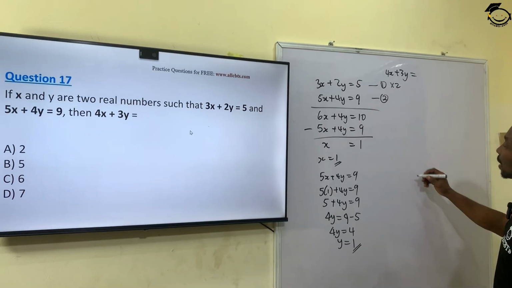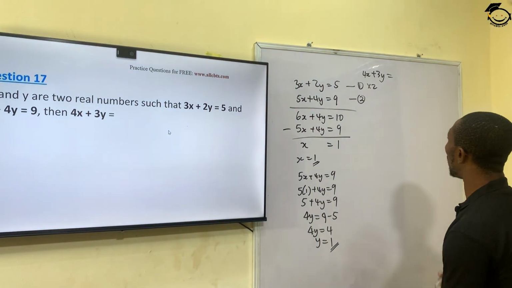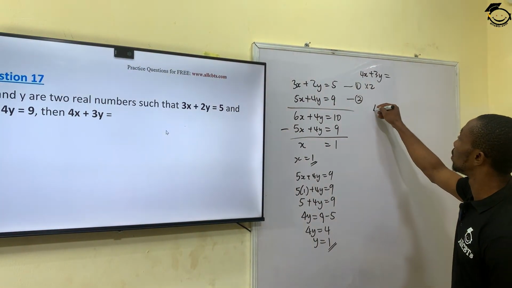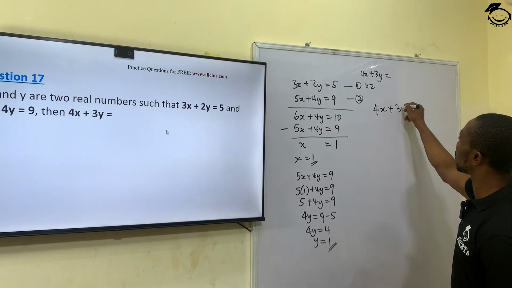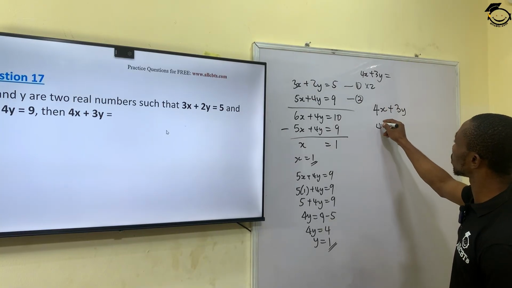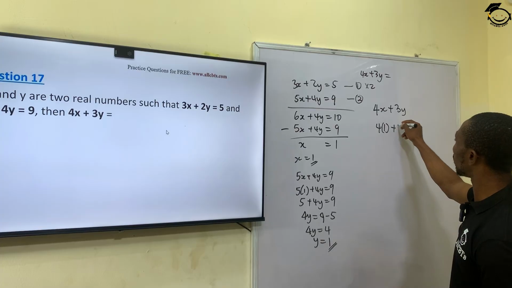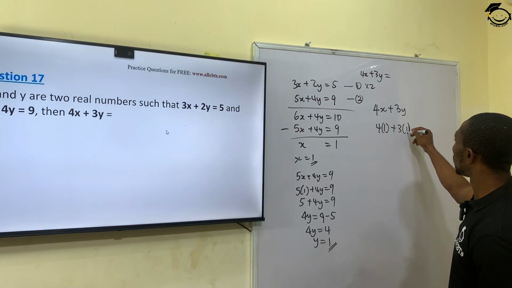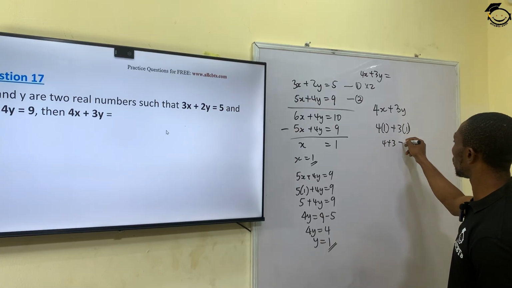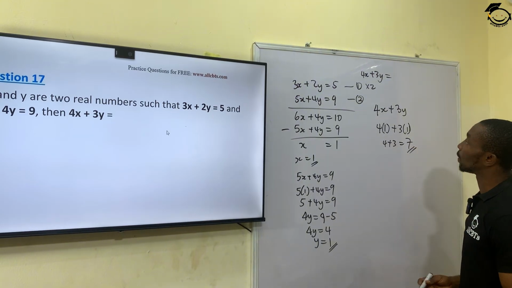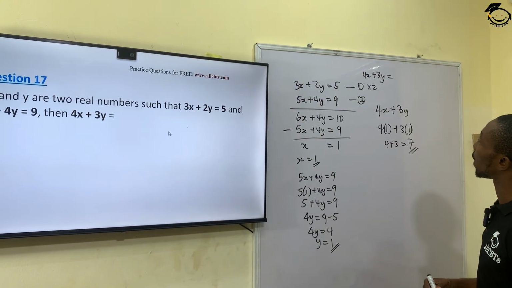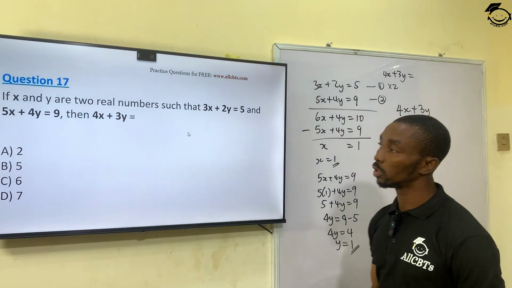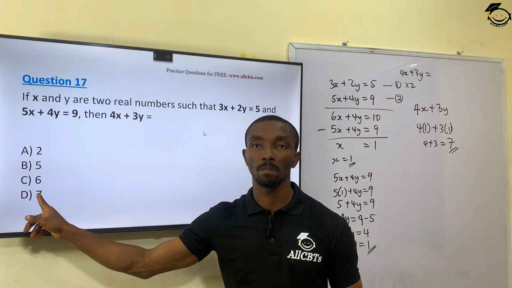So bearing in mind that our x and y values are 1, back to our question, 4x plus 3y. Now, this becomes 4 times 1 plus 3 times 1, which will give us 4 plus 3, which will give us 7. So the value of 4x plus 3y would be 7, which is option D.